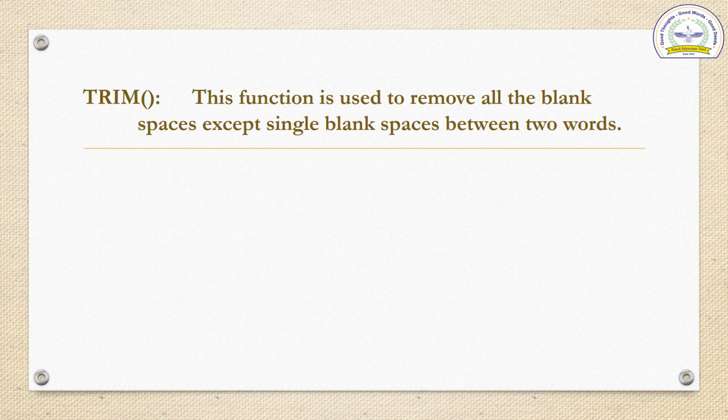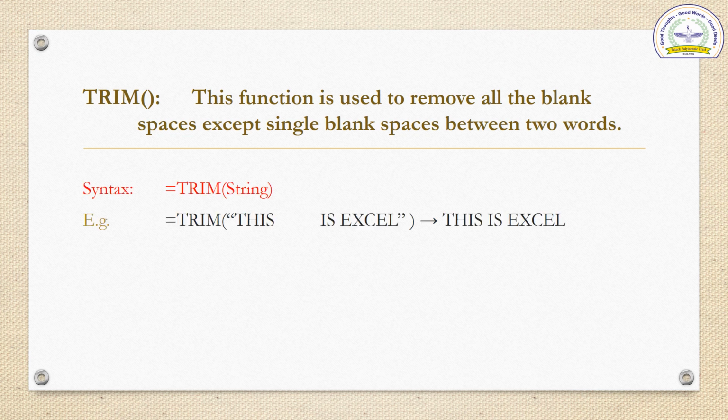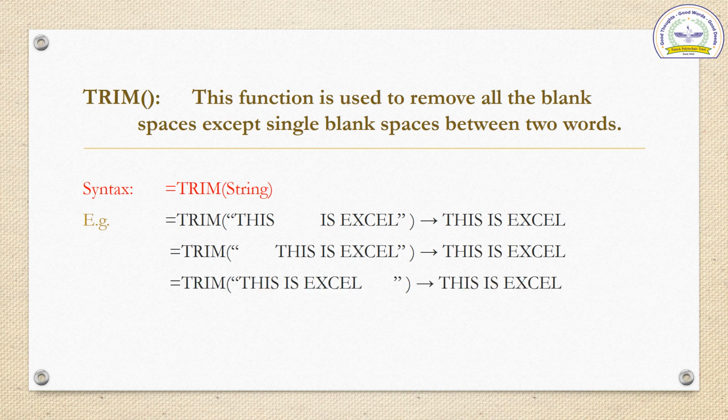The last one is the TRIM function, which is used to remove extra blank spaces between two words or in the beginning or at the end of the argument. In the first case, extra spaces between the words this and is are removed. In the second case, the leading spaces appearing before the first word this are removed. And in the last case, all trailing spaces appearing after the word Excel are removed.